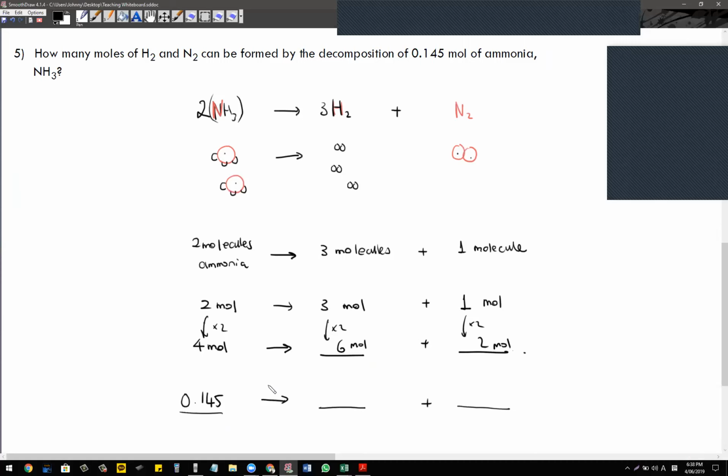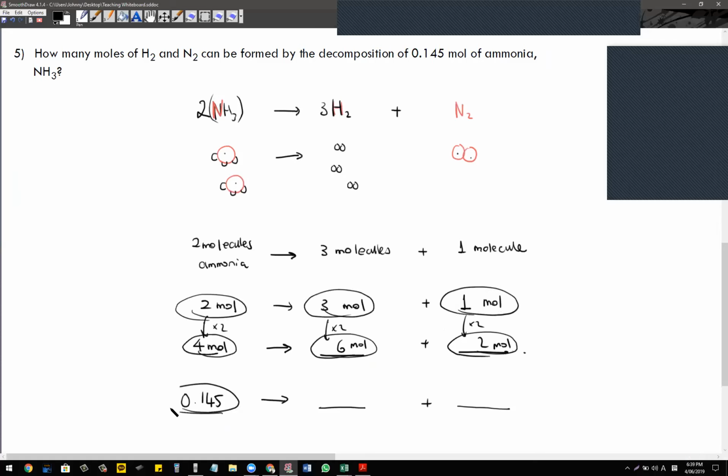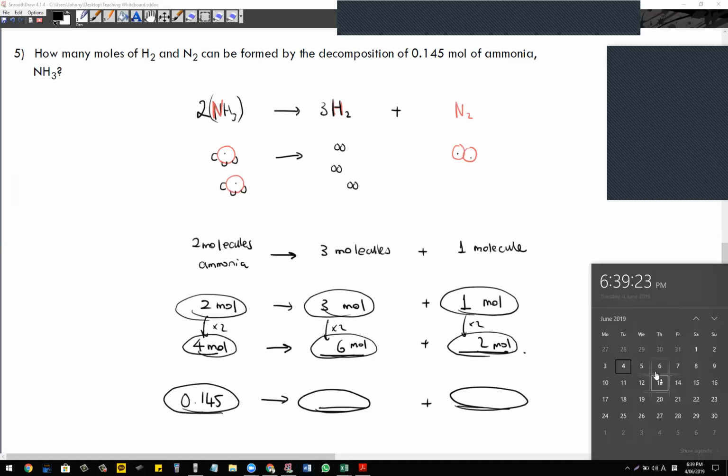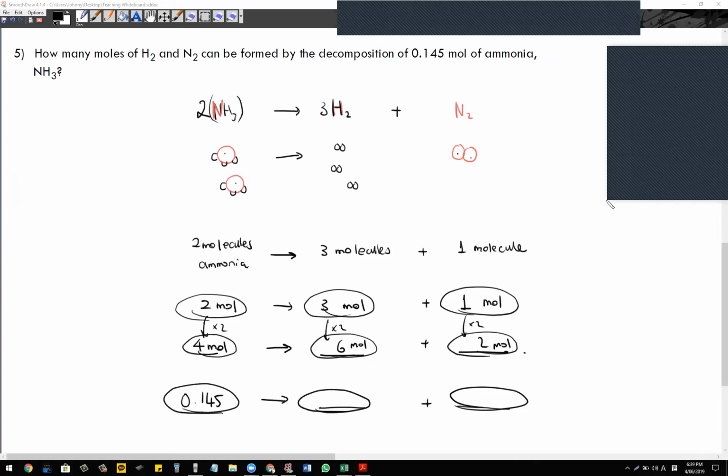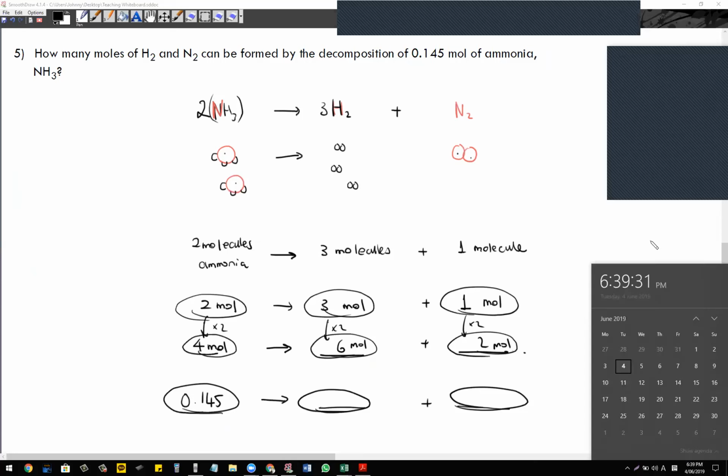Okay. So instead of 4 mol, which gives you 6 mol and 2 mol, if you have 2 mol, 3 mol, 1 mol, if you have 0.145 mol, how many mol here and how many mol here? Yeah, so Leo's got an answer already, but Miher, don't look at Leo's answer. Just see if you can figure it out yourself as well.